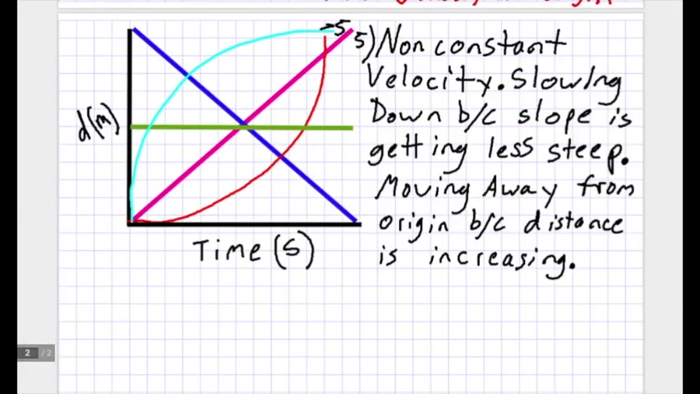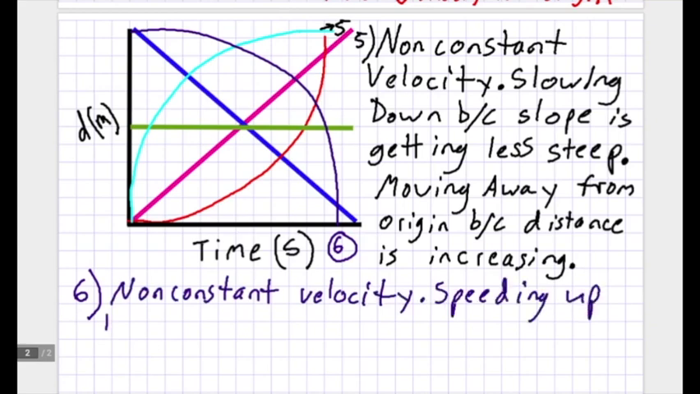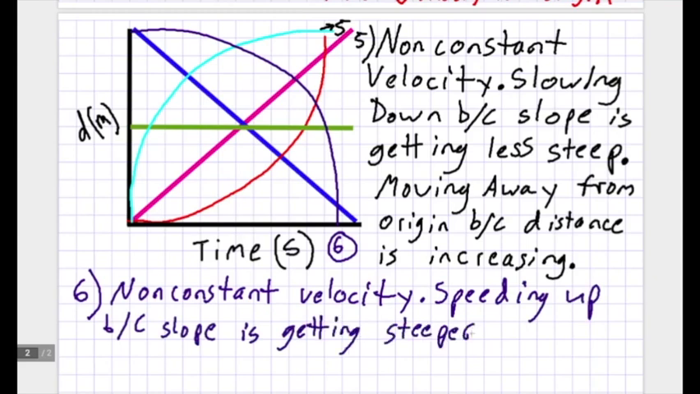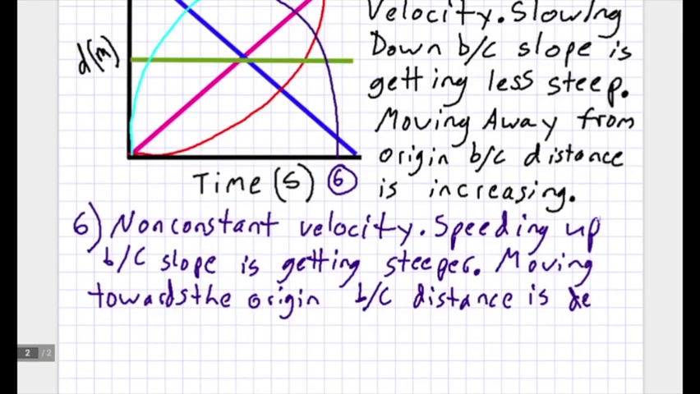Now we're going to look at another curved line, except this time it's going to be moving downward. Because this line is curved, we know that it has a non-constant velocity. We can look at the slope and see that the slope is getting steeper and steeper as time goes on, which means again that we are speeding up. Because this line is moving downward, or in other words, its distance is getting smaller and smaller, closer to zero, it means that we're moving towards the origin.